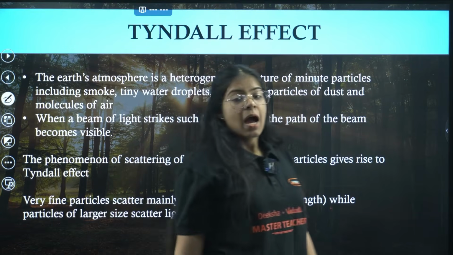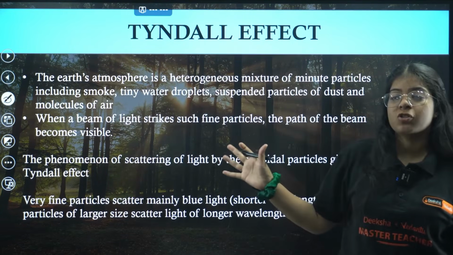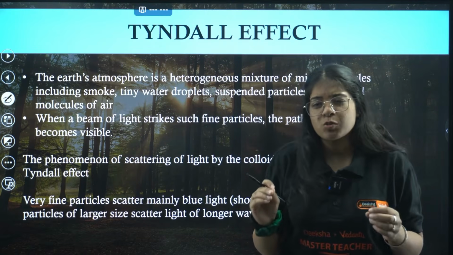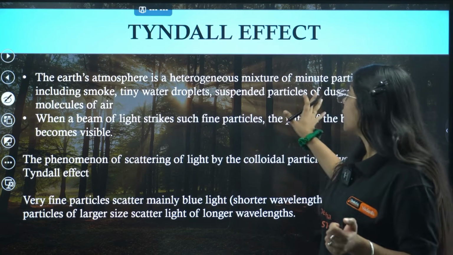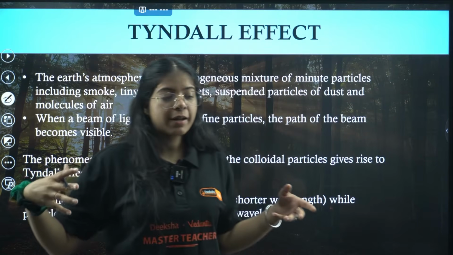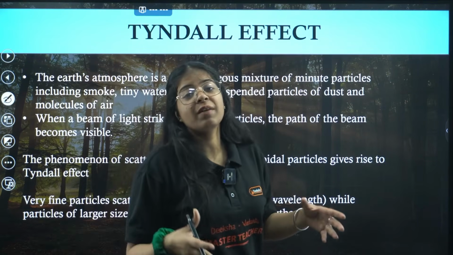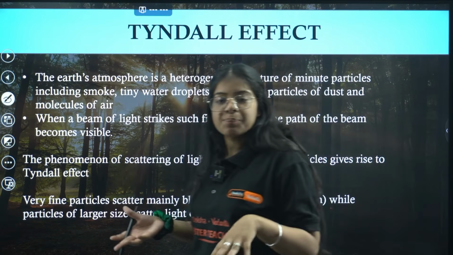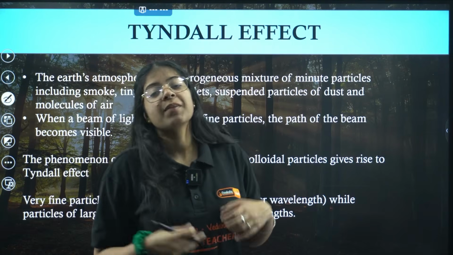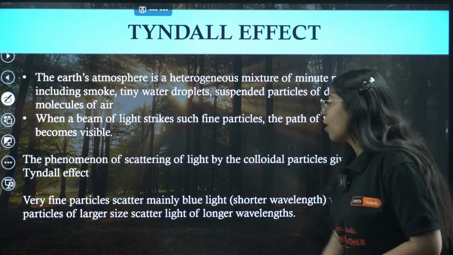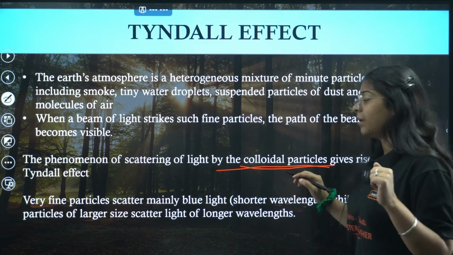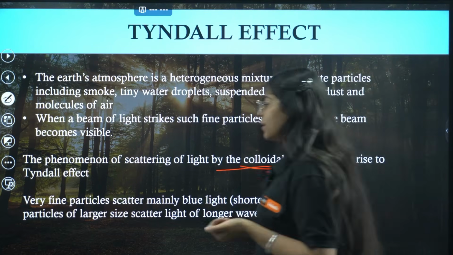So, what is happening? The Earth's atmosphere is a heterogeneous mixture of minute particles. Our Earth includes very small particles and a mixture of those particles, which is smoke, tiny water droplets, suspended particles of dust and molecules of air. So, when a beam of light hits these fine particles in the atmosphere, they become visible to us. And this phenomenon of scattering of light by the colloidal particles, you have studied what colloidal particles are, gives rise to the Tyndall effect.